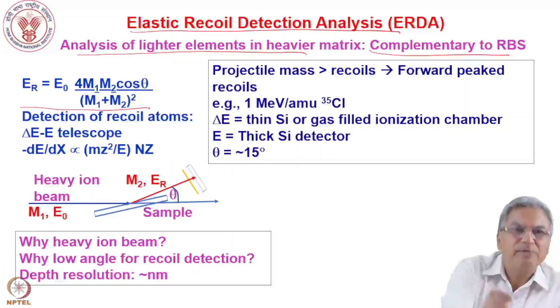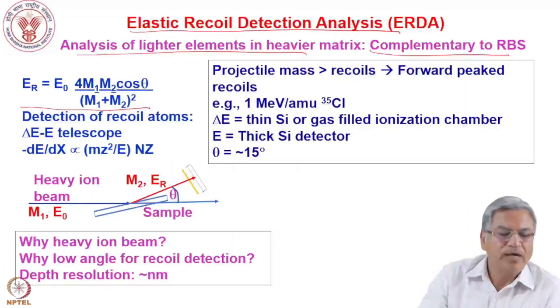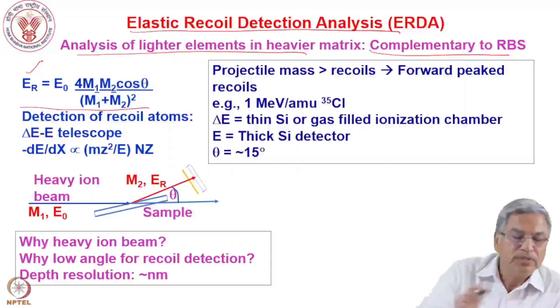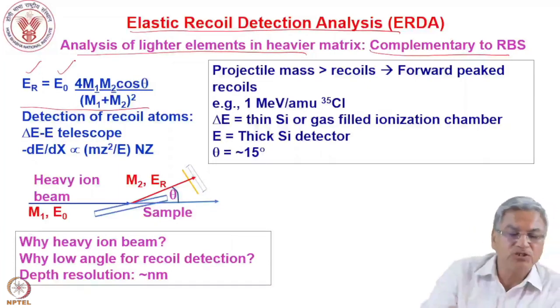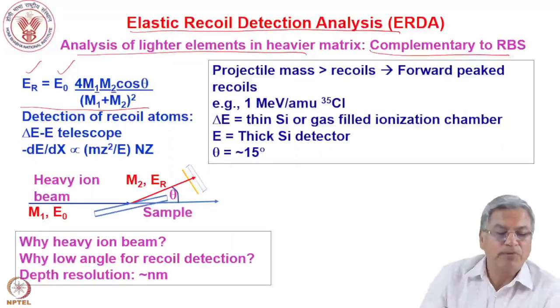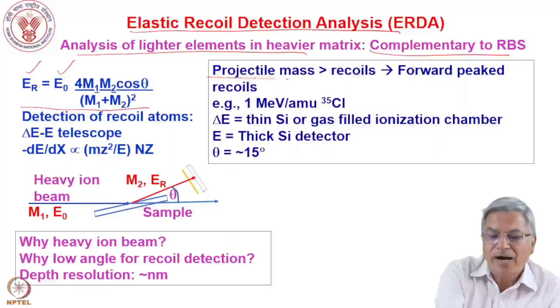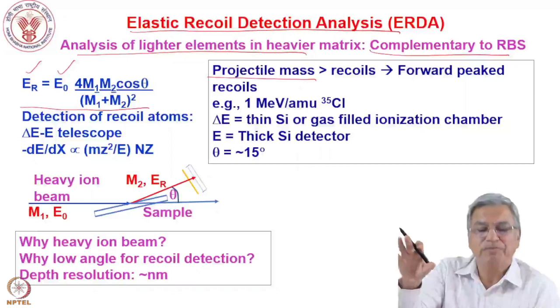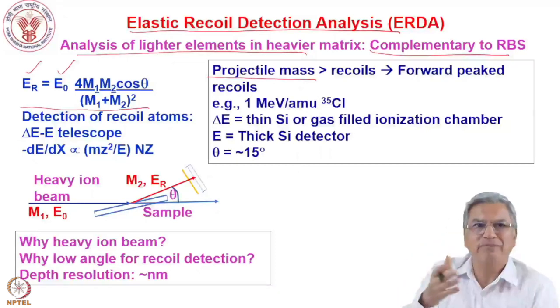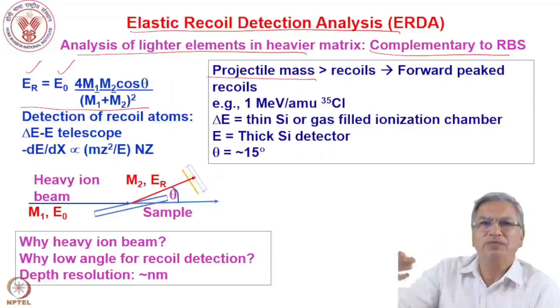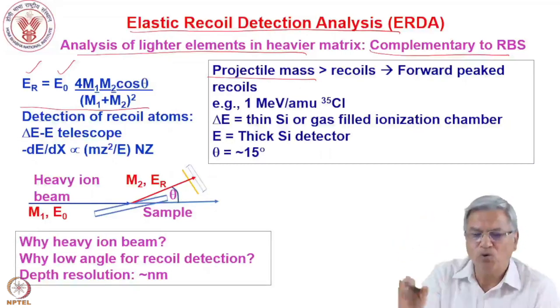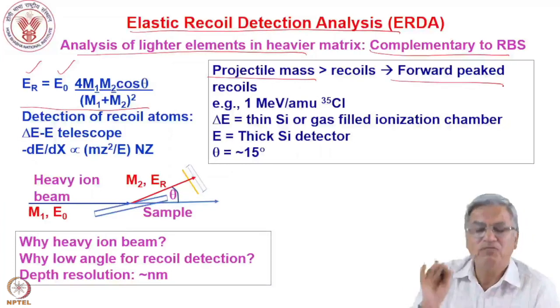If you recollect the kinematic equation for elastic scattering, the energy of recoil, we can say E2, is related to the projectile energy E1 times 4 M1 M2 upon (M1 plus M2) square, times cos square theta. And you are detecting the recoil in the forward direction. So if you have a heavier projectile mass, all the recoils will come in the forward direction. It will give you a bigger kick. The energy in the center of mass will be more, and so all the recoils come in the forward direction.